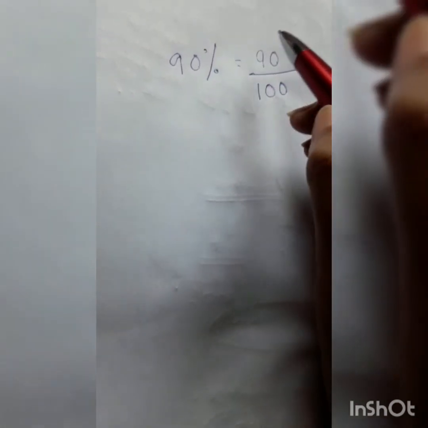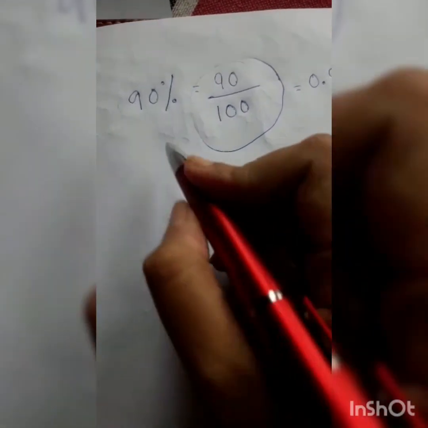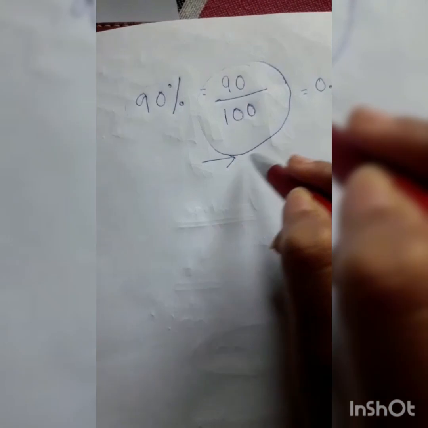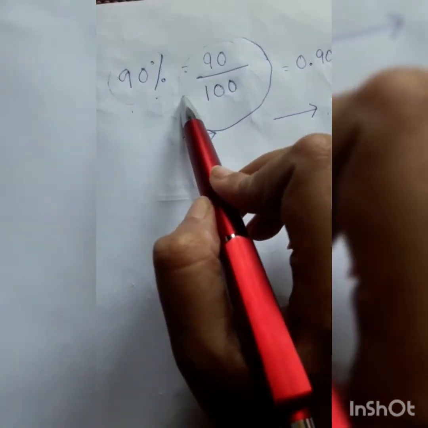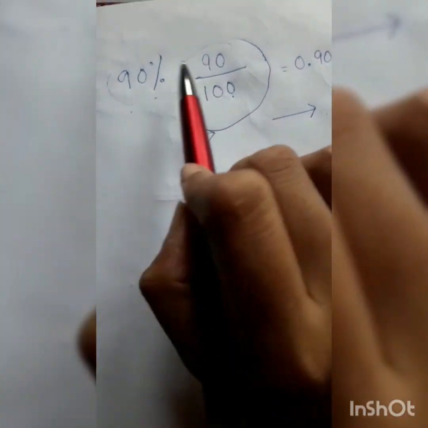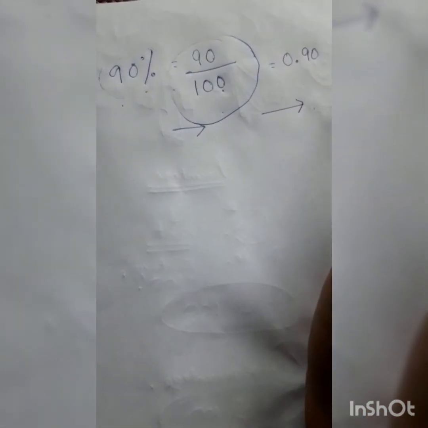In order to remove the percent sign, I have divided the number of whose percent I am taking out by 100. So 90 by 100 is nothing but a fraction which can be converted into a decimal, which is equal to 0.90. So a percentage can be converted into a fraction which can also be converted into a decimal. So percentage, although the term is new, can be again connected with fractions and decimals, which you have already done in your previous classes.